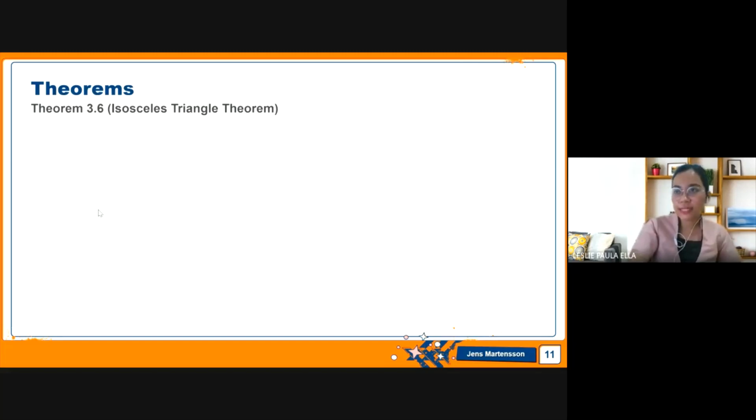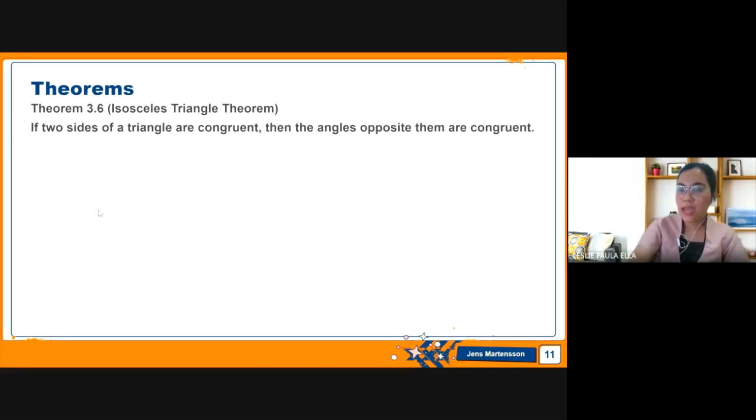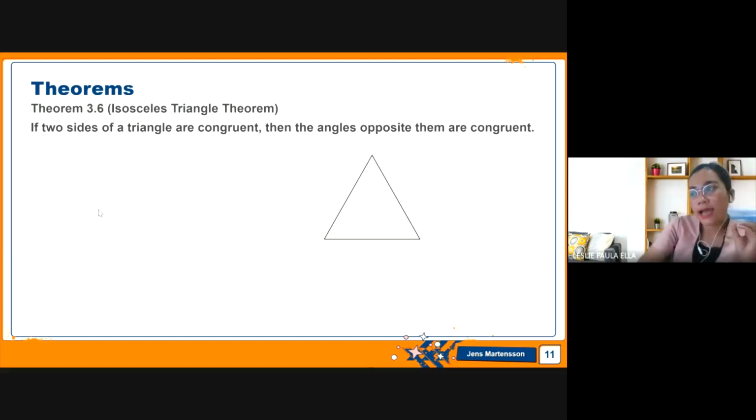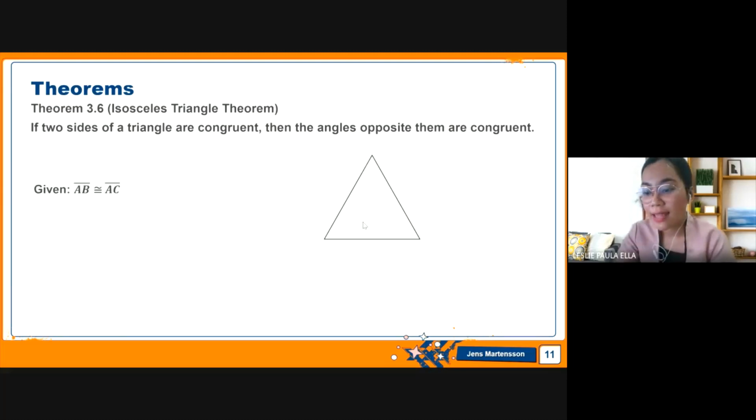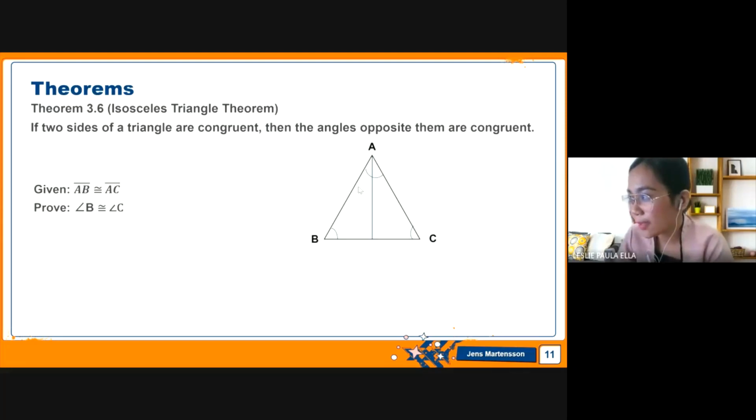First, we have the Isosceles Triangle theorem, and it says that if two sides of a triangle are congruent, if they have the same side, if two sides of the triangle has the same value, then the angles opposite them are also congruent. Let us have here, for example, triangle A, B, and C. And they have included angles of also A, B, and C.